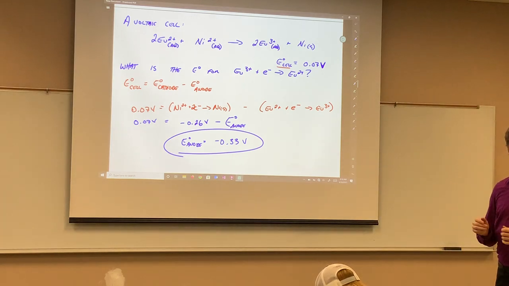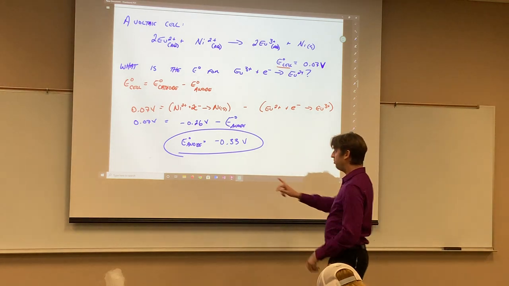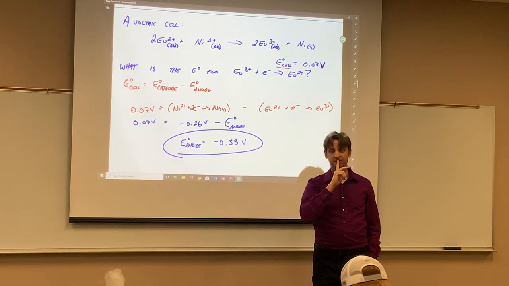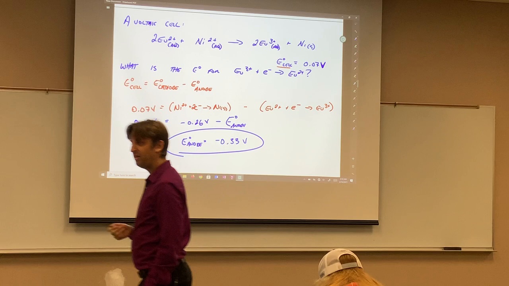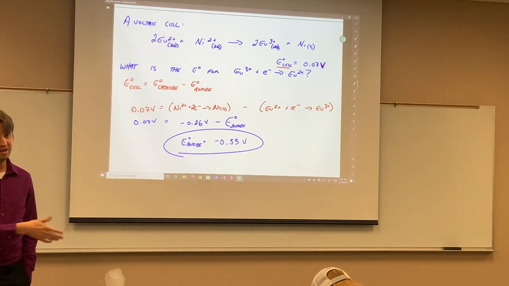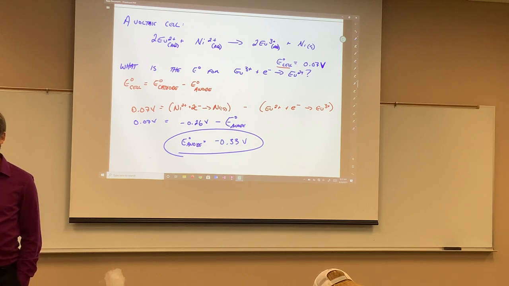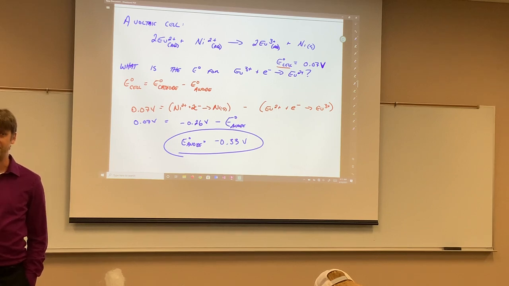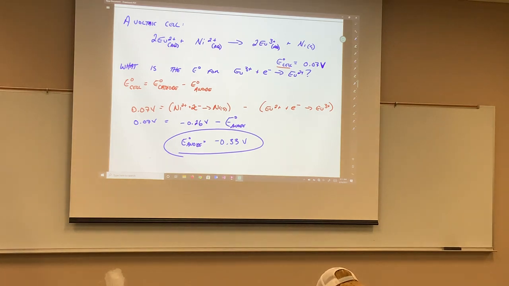Question, does my answer make sense? What does this mean? If you think about what's going on with this reaction, something is getting reduced and something is getting oxidized. So something is an oxidizing agent and something is a reducing agent. What's a better oxidizing agent, nickel or europium? Nickel. How do you know? Because its E naught is higher. Perfect. This is exactly what we just asked in the previous problem.